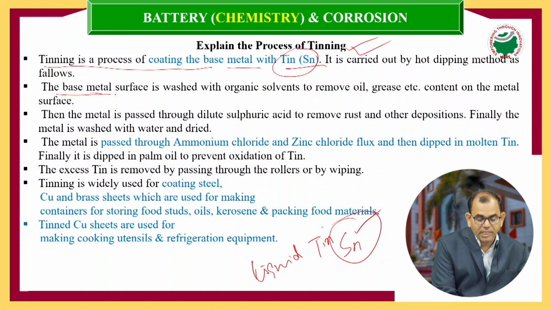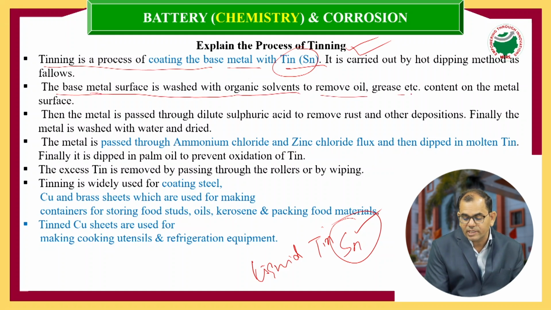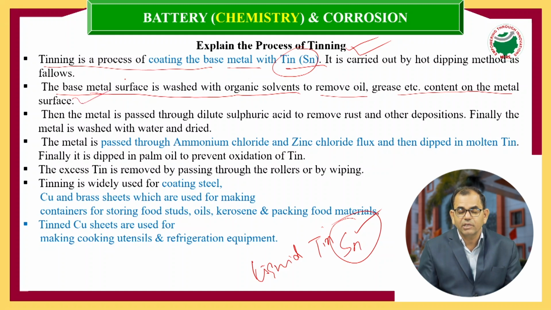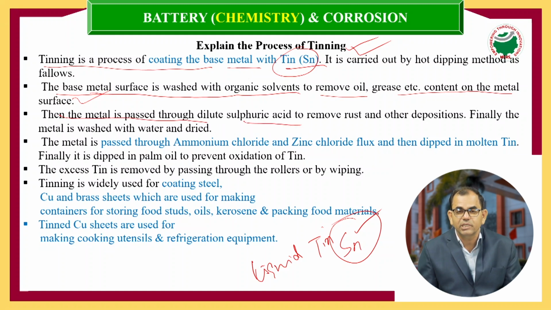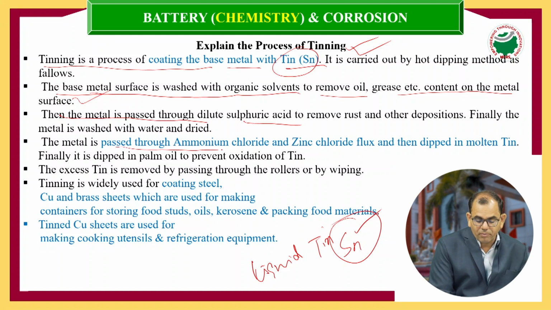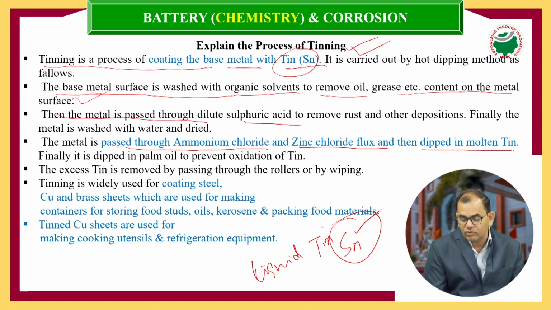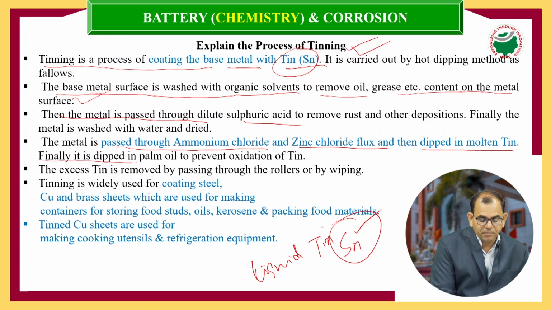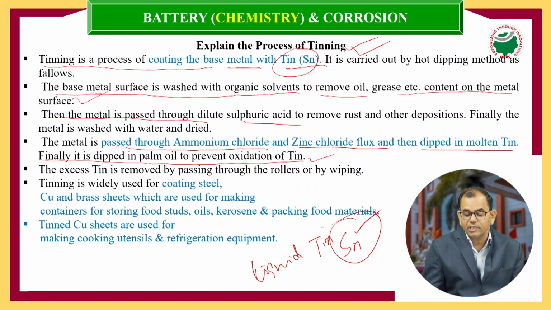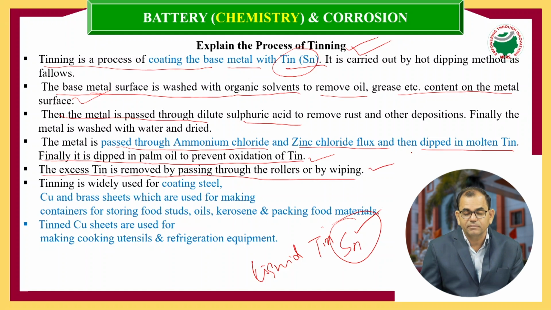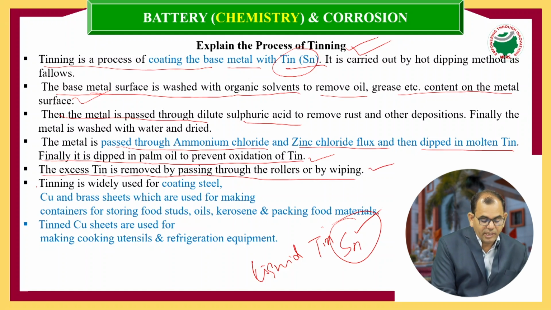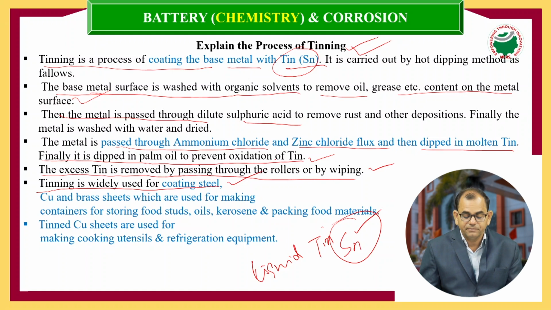The base metal surface is washed with organic solvents to remove oil, grease and any other unwanted content on the surface of the metal. Then the metal is passed through dilute sulfuric acid to remove the rust and any other greasy or oily surface deposits. The metal is passed through ammonium chloride and zinc chloride flux, then dipped into the molten tin. Finally, it is dipped in palm oil to prevent the oxidation of the tin. And the excess tin is removed by passing through the rollers by wiping. Yes, as I explained a while ago.